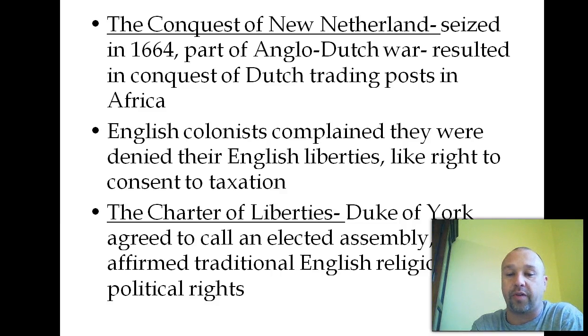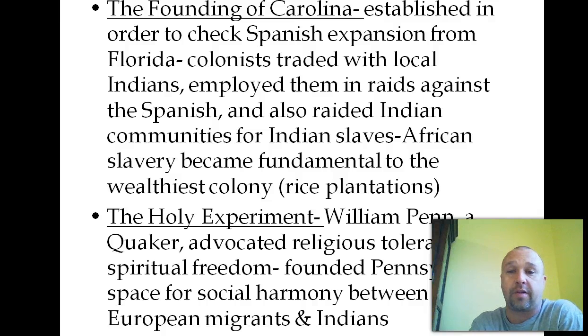And we'll have the Charter of Liberties, in which the Duke of York agrees to call an elected assembly, which is going to affirm the traditional English religious and political rights. So the origins date back to the Magna Carta and the English Bill of Rights, which we'll talk about. All of these ideals were important to English citizens, and it's going to spread to the future United States.